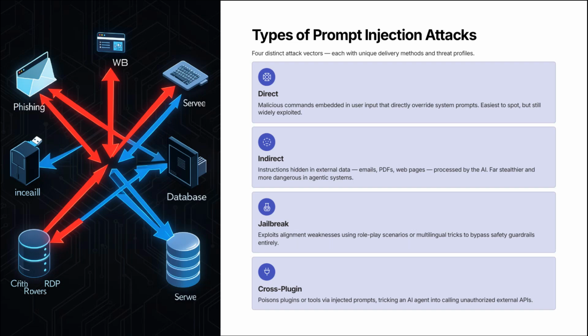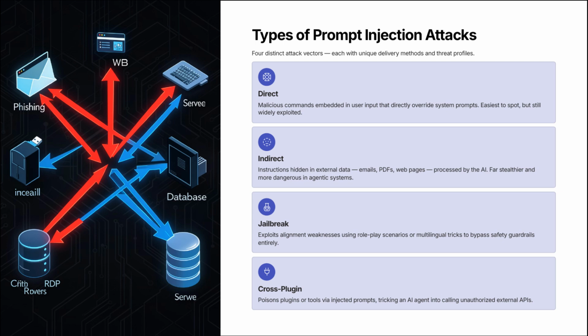There are 4 main types of prompt injection attacks, and each one reaches the model in a different way. Direct prompt injection is the most obvious form. The attacker places malicious instructions right in the user input, trying to override the system's intended behavior. It can be easier to recognize, but it still works often enough to remain a serious risk.